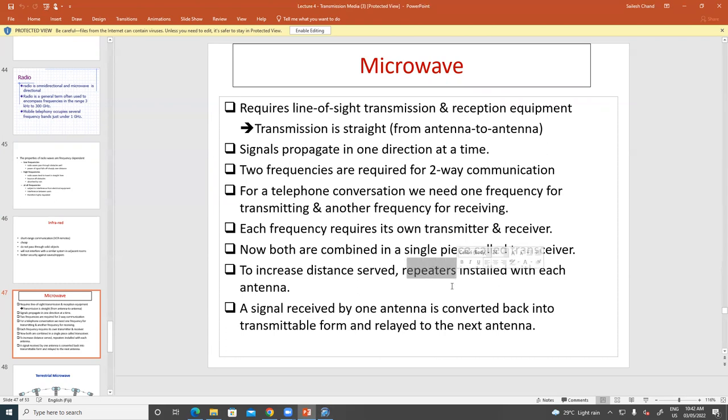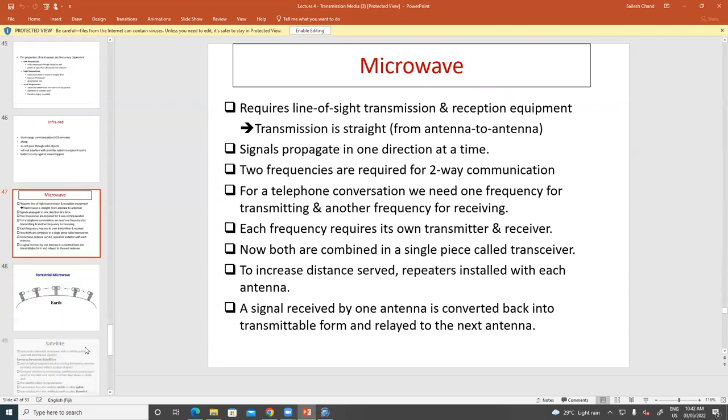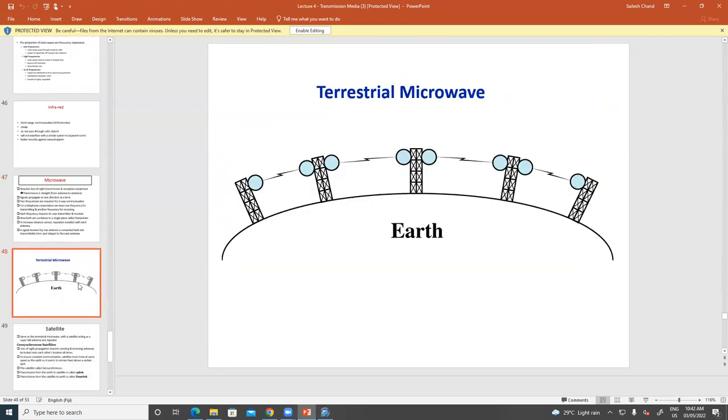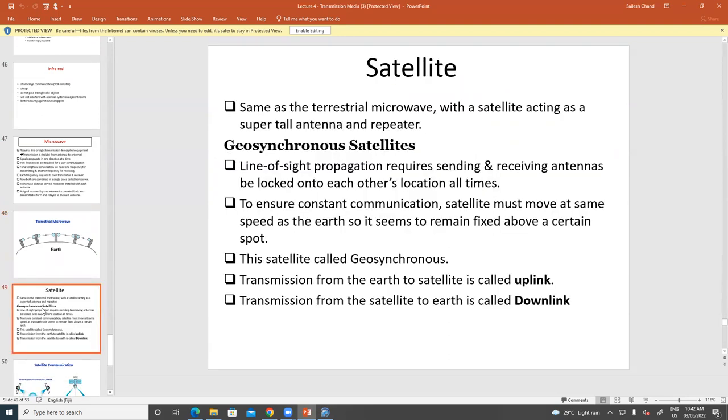To increase distance, it says repeaters are required, and the signal received by one antenna is converted back into transmitter form and relayed to the next antenna. An example of a terrestrial microwave here. Right, satellites. Same as the terrestrial microwave, with a satellite acting as a super tall antenna and repeater.